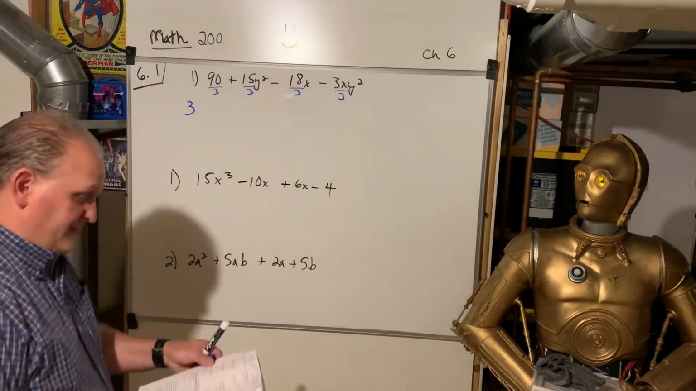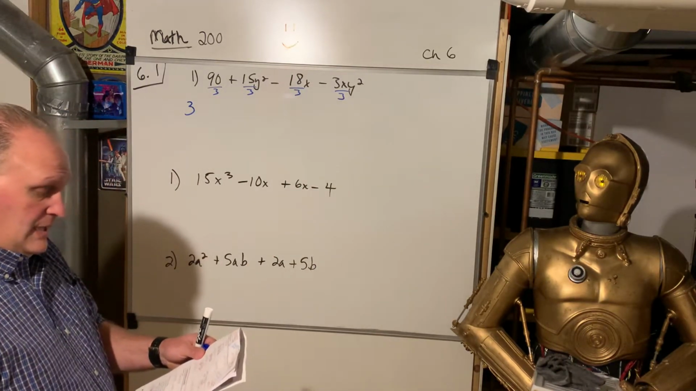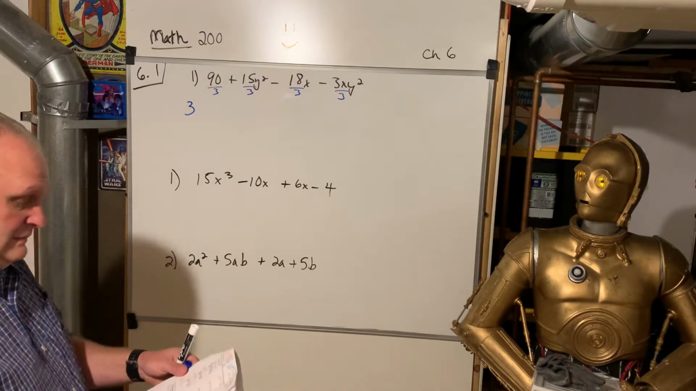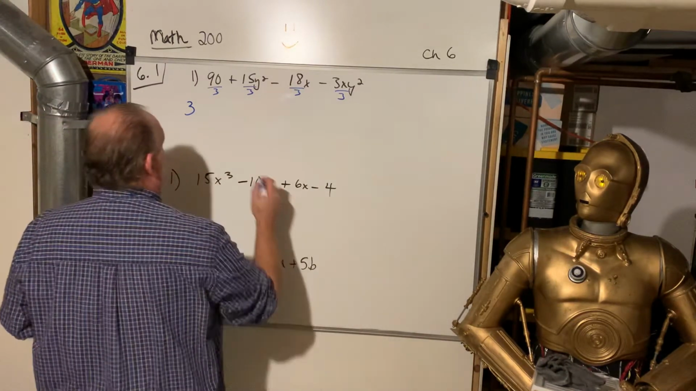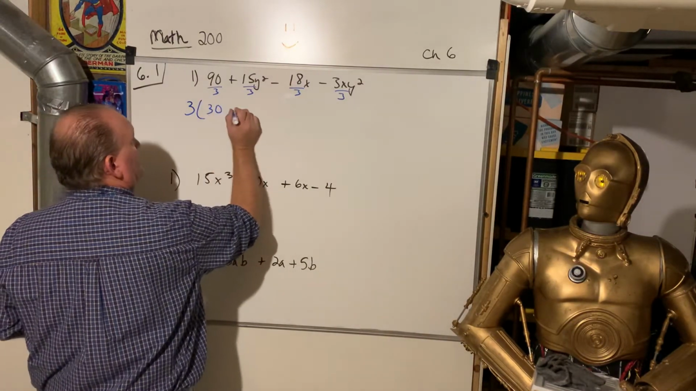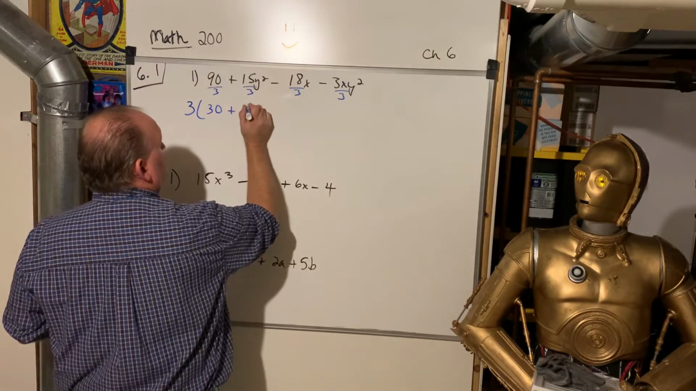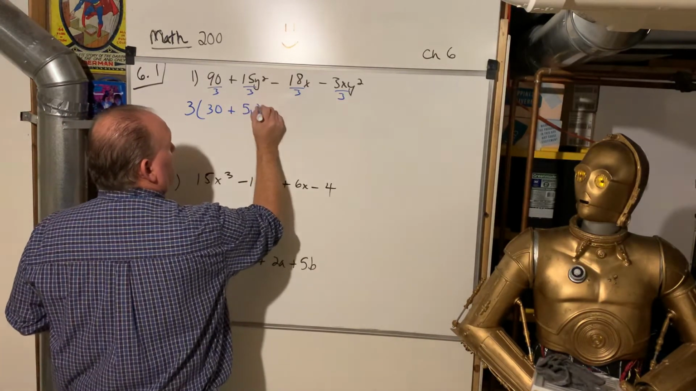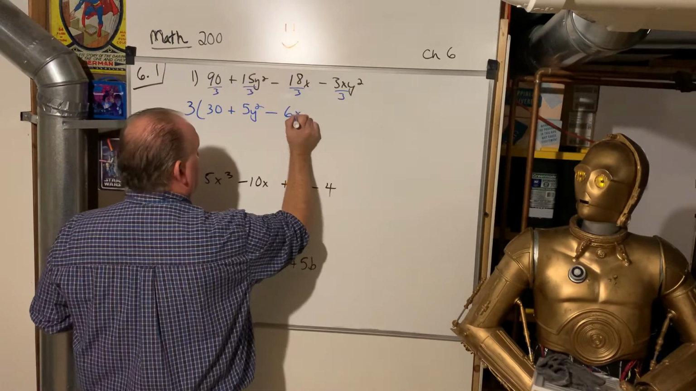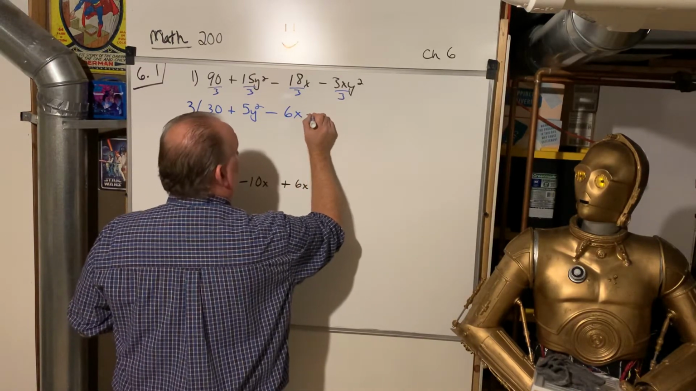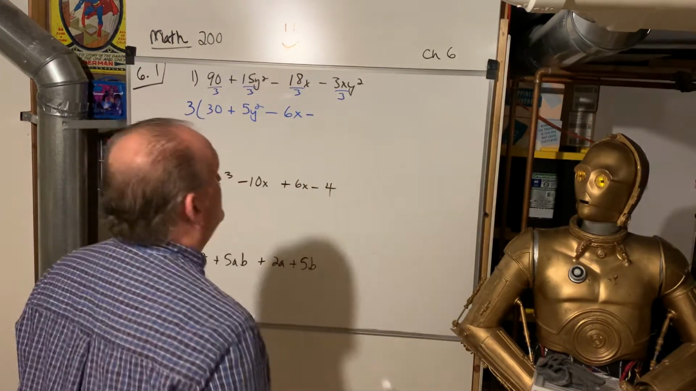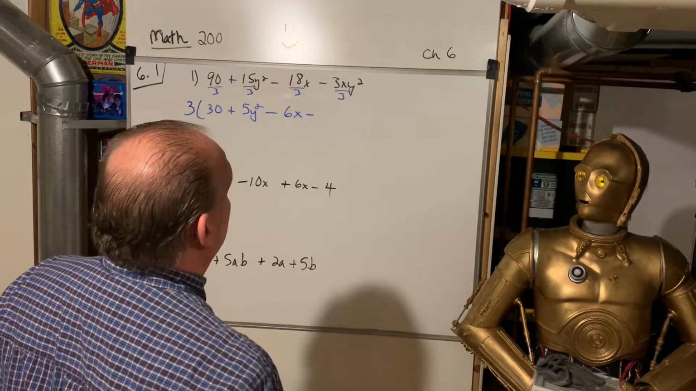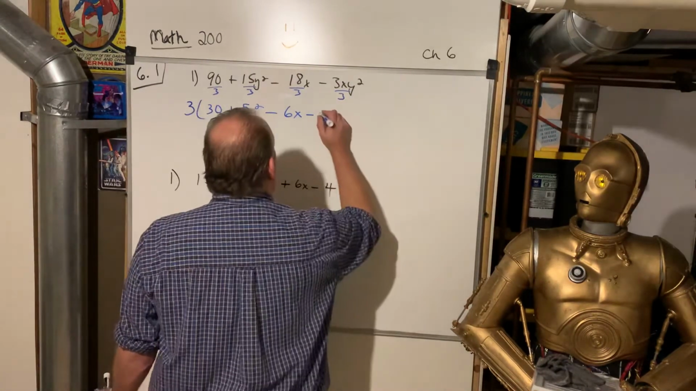All right. And there we go. 30 plus 5y squared minus 6x minus x y squared.